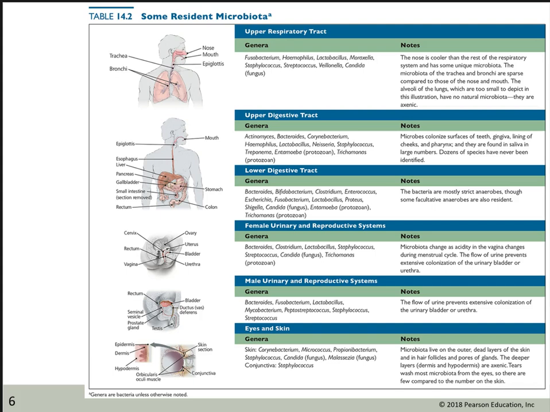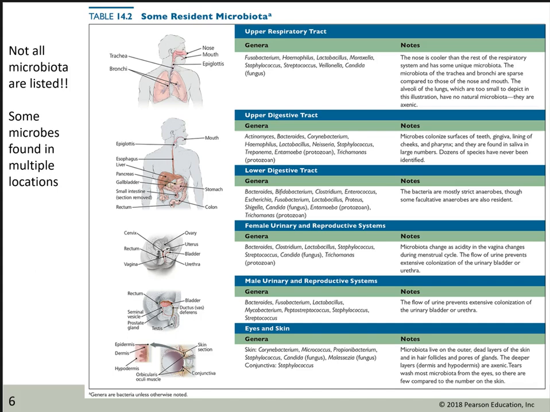Now, I'm not going to have you memorize each of these particular types of microbes that are associated with each part of the body. Part of the reason for that is because not all the microbes are listed in this table. For example, in the upper digestive tract, there are these particular microbes present, but there are many more. There are hundreds of different species of microbes living in the upper and lower digestive tract. These are just a subsample of the different microbes that are present. Some of these microbes are found in multiple locations.